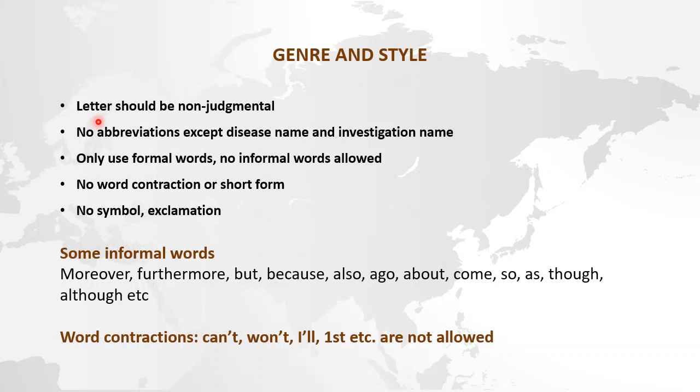We have discussed it already. There are some informal words that are commonly used in letters which should be avoided. They are: moreover, furthermore, but, because, also, ago, about, come, so, as, though, although. These are some of the informal words which should be avoided in a formal letter. Also, word contractions like can't, won't, I'll are not allowed. You have to write the full form of words.